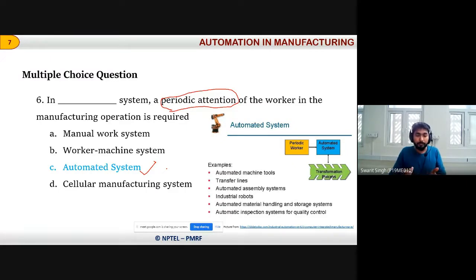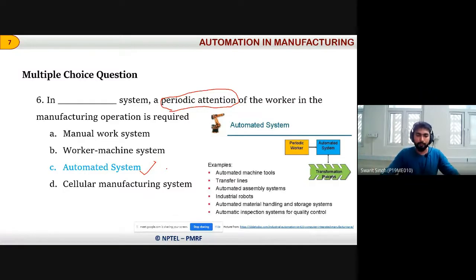So this comes after Industry 4.0. Likewise, as industries grow through the industrial revolution, similarly, if you want to take a system to an automated system, first of all we have to start like this. There was a manual work system, then that converted to the work machine system, then that converted to the automated system. And then in future, or maybe at some places, this cellular manufacturing system is employed.